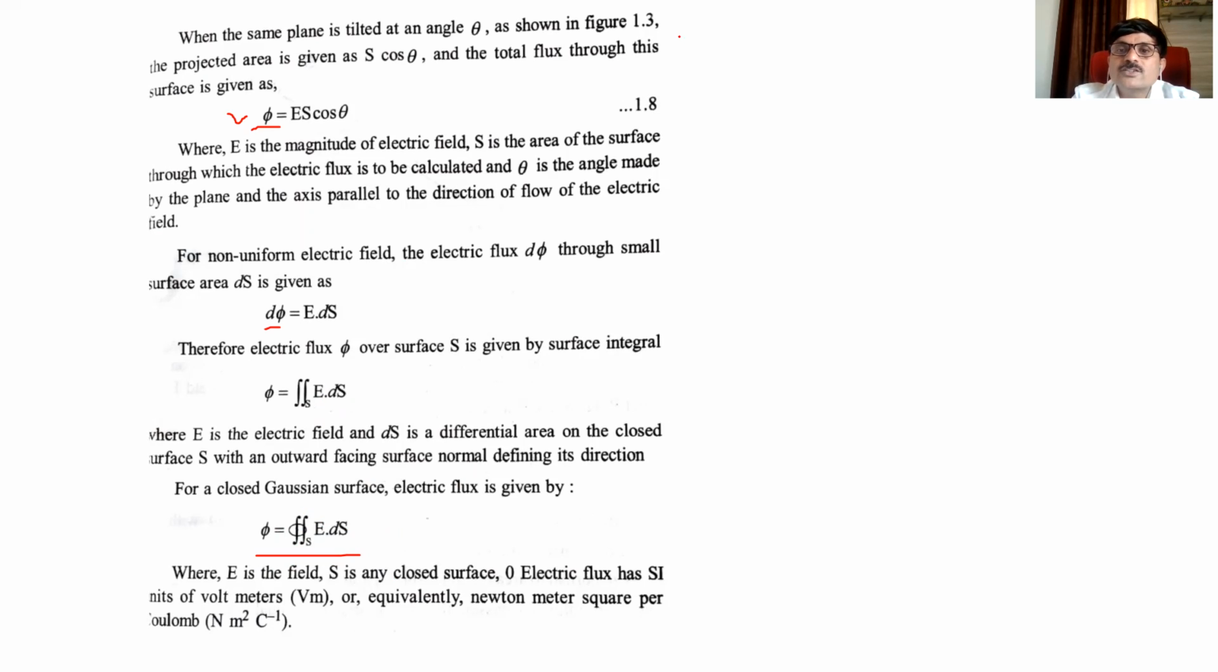So in this lecture, we'll stop here, and we'll discuss Gauss theorem, which is very important, in the next lecture.